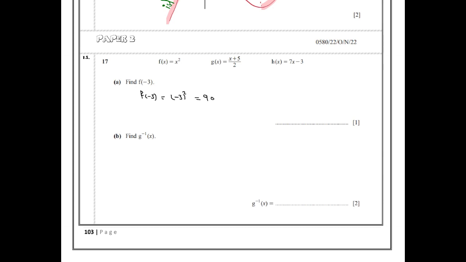Find the g power -1 of x. To find g power -1 of x, y equals (x plus 5) over 2. We have to replace every x with y and vice versa. x equals (y plus 5) over 2.